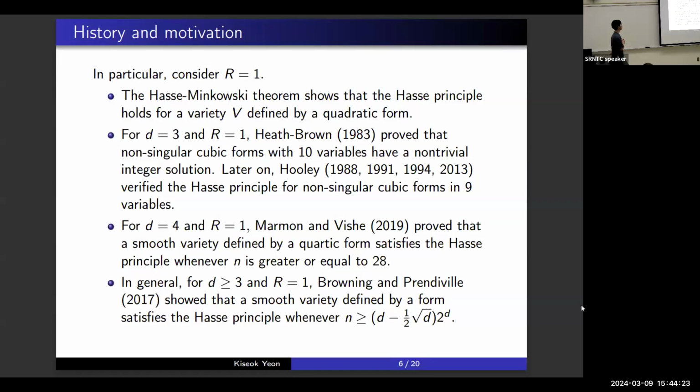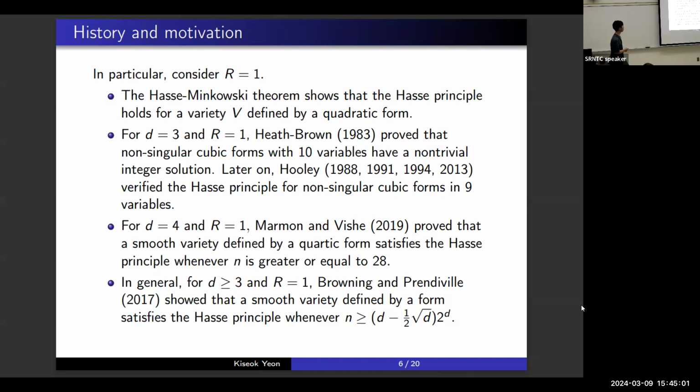Let's narrow our attention to the specific case R equals 1, that is, a variety defined by a single homogeneous polynomial. The Hasse-Minkowski theorem shows that the Hasse principle holds for a variety V defined by a quadratic form. For a cubic form, Heath-Brown proved that non-singular cubic forms in n variables have a non-trivial integer solution. And later, a series of works by Hooley verified the Hasse principle for non-singular cubic forms in 9 variables.